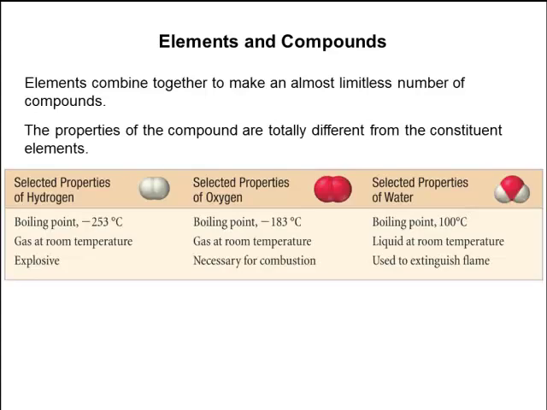So for example, if we look at hydrogen gas, it's got a boiling point of negative 253 degrees Celsius, which means it's a gas at room temperature and it's very explosive. Elemental oxygen has a boiling point of negative 183 degrees Celsius, it's a gas at room temperature, and it's necessary for combustion. When we combine those two elements together, we can get water, which has a boiling point of 100 degrees Celsius, a lot higher than either of the other two, and it's going to be a liquid at room temperature. Hydrogen and oxygen can produce explosive, combustive conditions, whereas water can actually be used to put things out. So what causes the difference in these properties?